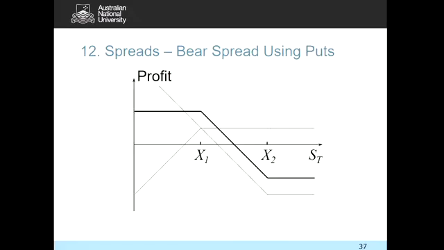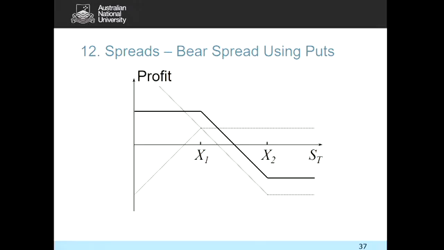You can also create it using puts. Same thing. Buy a put option with a high strike price, sell a put option with a low strike price. But now it's the reverse. The option you're buying is more expensive because it's got a high strike price. Remember, with put options, the higher the strike price, the bigger the payoff. So it's going to be an expensive option you're buying.